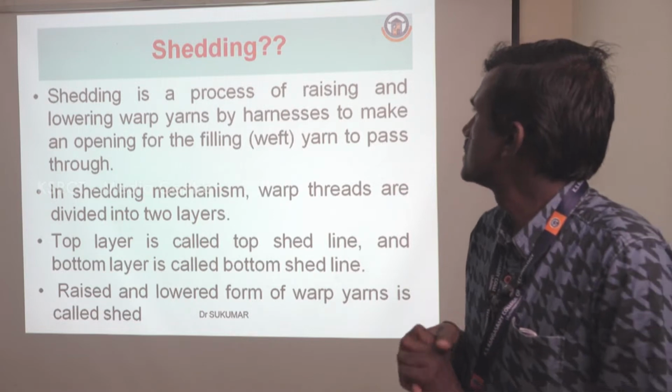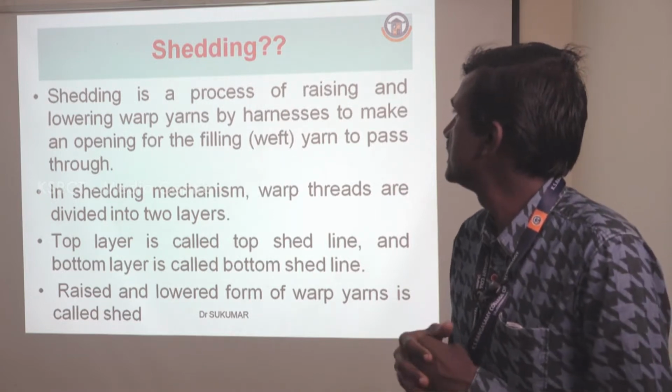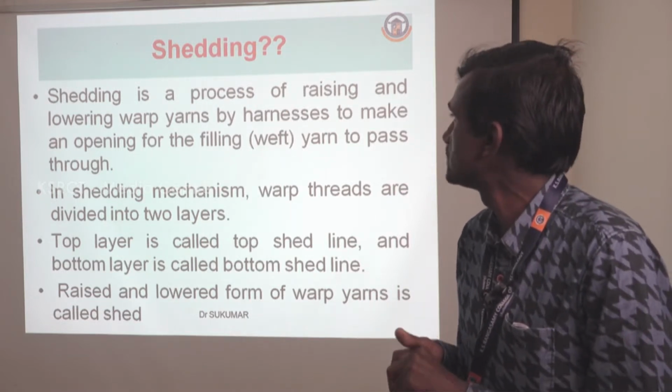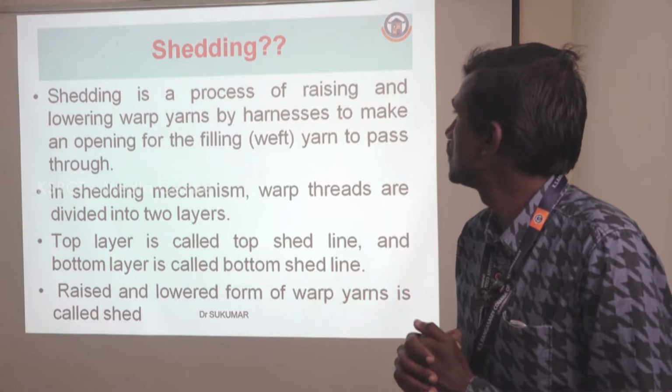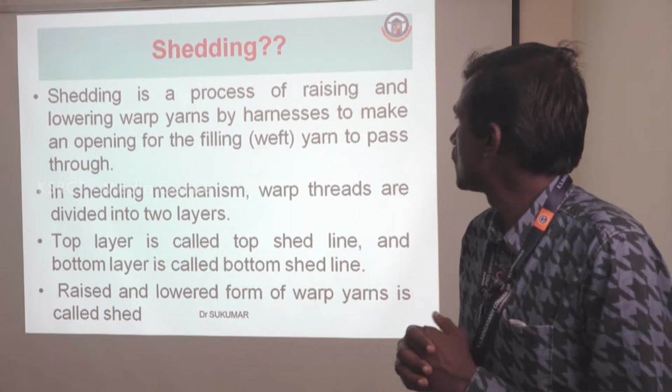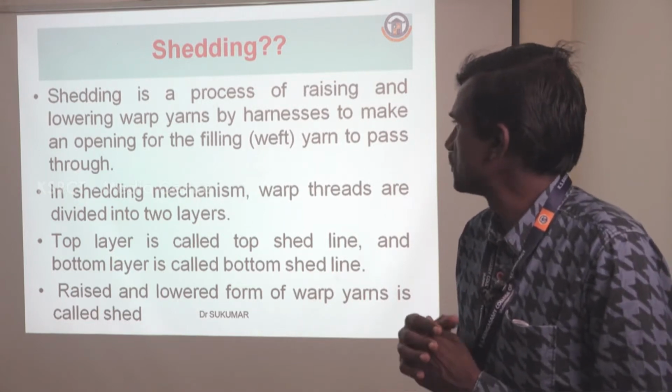What is meant by the shedding mechanism? Shedding is the process of rising and lowering of warp yarn by the harness to make the opening for the filling, that is called the weft yarn, to pass through it.